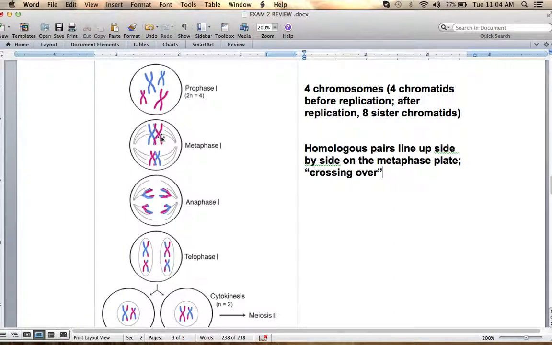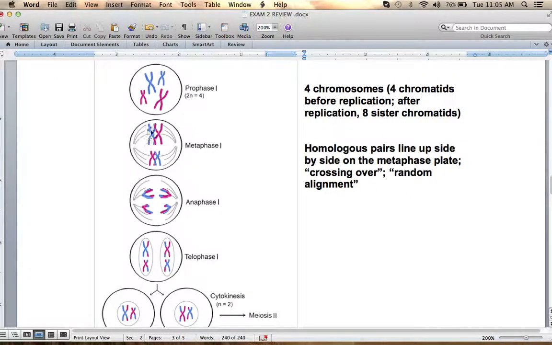So some of the genes that would have been from your mom, from the pink chromosome, could actually cross over to the blue chromosome and mishmash the chromosomes. And so this is one way that genetic variation is introduced during meiosis, through this process called crossing over. The other thing that is important to realize is that the way the homologous pairs line up is completely random. And so that term, random alignment, is another contributing factor to genetic variation.